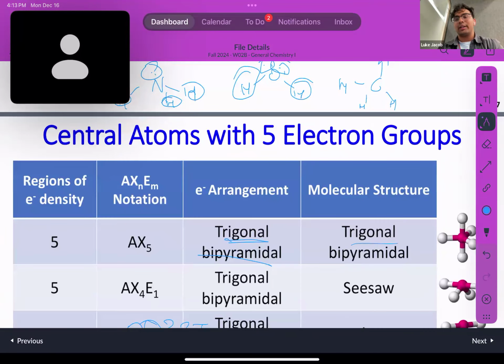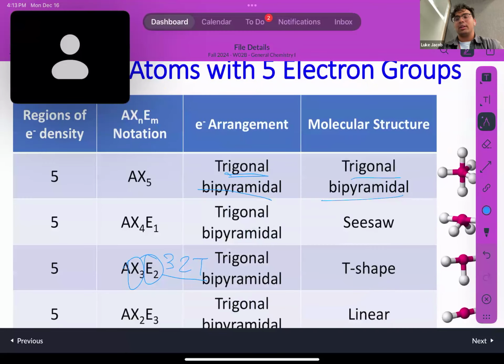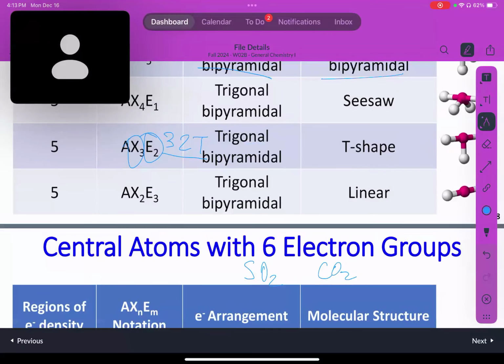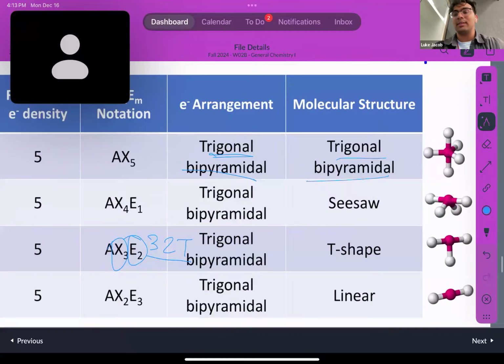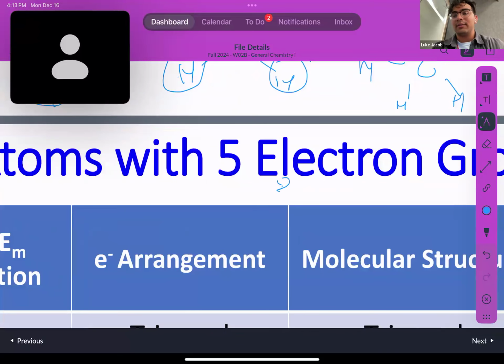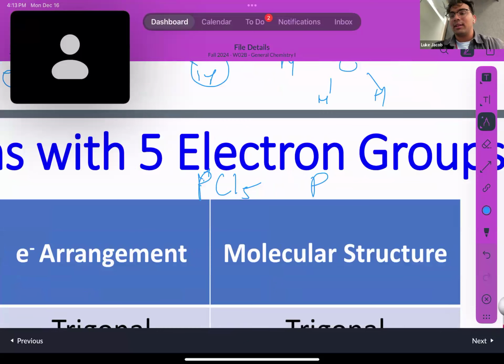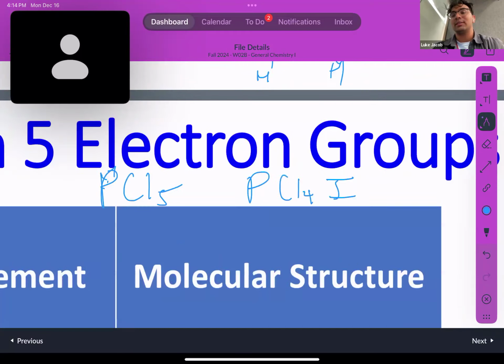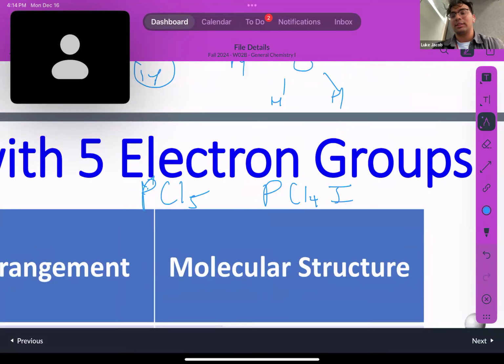And then trigonal bipyramidal, that's also non-polar, right? Yeah. The only exception to this is if, let's say in PCl5, instead of it being PCl5, it could be PCl4I, right? If it's PCl4I, then that means there is probably some polarity difference because of that I. So that's something to just know.